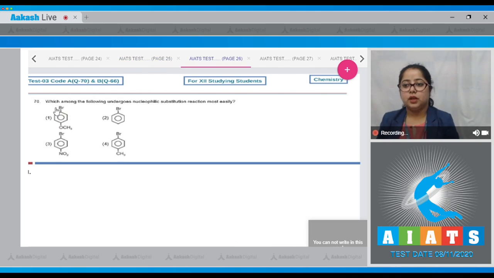Moving to next question, students, which is question number 70. Let's read the question. Which among the following undergoes nucleophilic substitution reaction most easily? So students, for this question we need to know that the electron withdrawing group present at the para position of halobenzene facilitates nucleophilic substitution reaction. So among the given options, in option number 3, NO2 group, which is an electron withdrawing group, is attached on the para position of haloarene. That means para nitro bromobenzene will be most reactive towards nucleophilic substitution reaction. So the correct answer is option number 3.